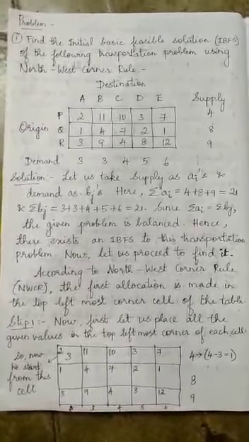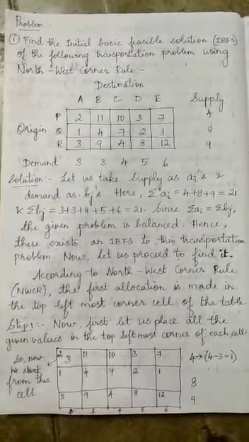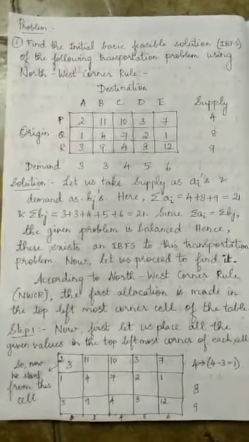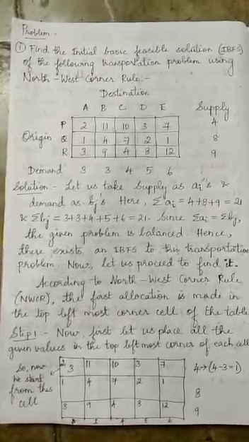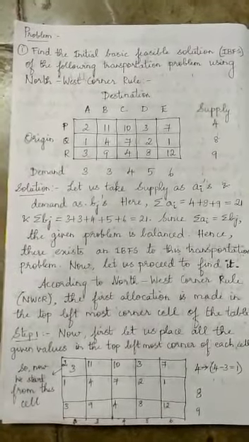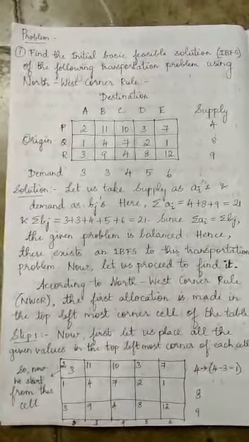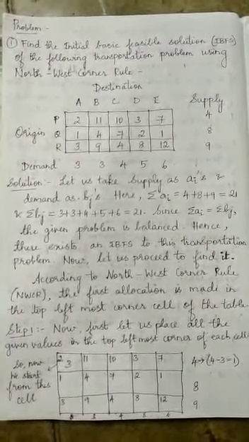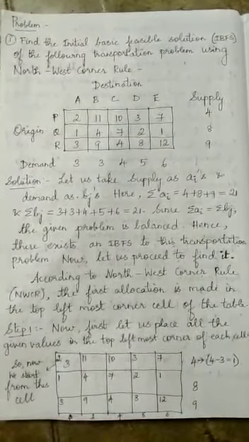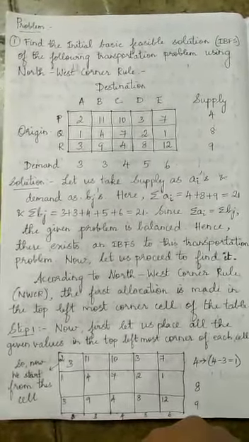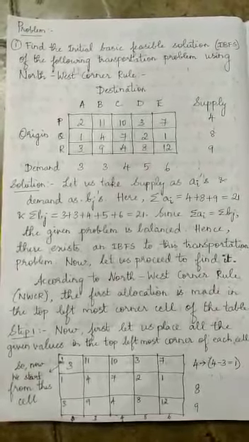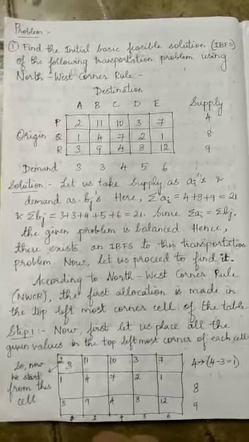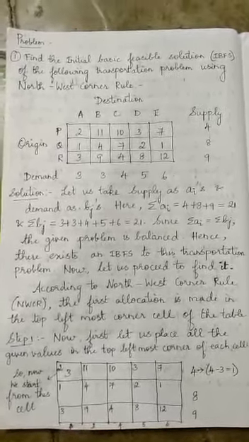Solution. Let us take the supply as a_i and demand as b_j. So in supply we have got three values, 4, 8 and 9. So sigma a_i is nothing but 4 plus 8 plus 9, which gives us 21. And in the demand we have got 5 values. So sigma b_j is nothing but 3 plus 3 plus 4 plus 5 plus 6, which is also 21. So it is clear that sigma a_i and sigma b_j are equal. So since both these values are equal, we say that the given transportation problem is balanced. Hence, there exists an IBFS to this transportation problem. So let us proceed to find it.